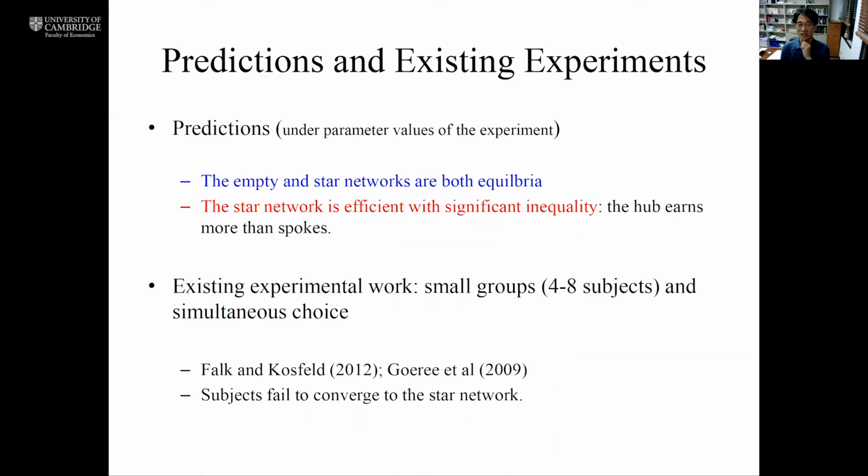Given that the star network is both the efficient network and an equilibrium network, existing experimental work tries to search for evidence of the emergence of the star network in small groups with simultaneous choice experiments. For example, Falk and Kosfeld and Goyal et al. all found that subjects failed to converge to the star network in small groups.